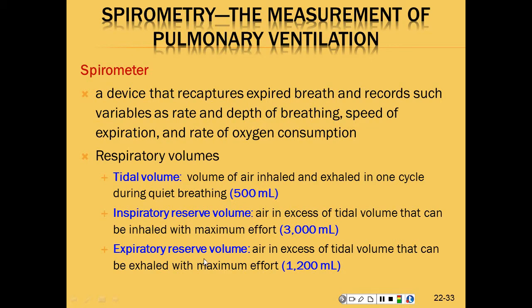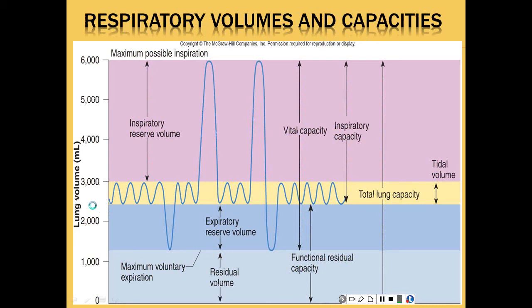Now your expiratory reserve volume is the amount of air that you're going to exhale with maximum effort. So when you inhale deeply, as much as you can, and then all of a sudden you exhale and force everything out, that's considered your ERV, your expiratory reserve volume, and that volume is 1,200 milliliters.